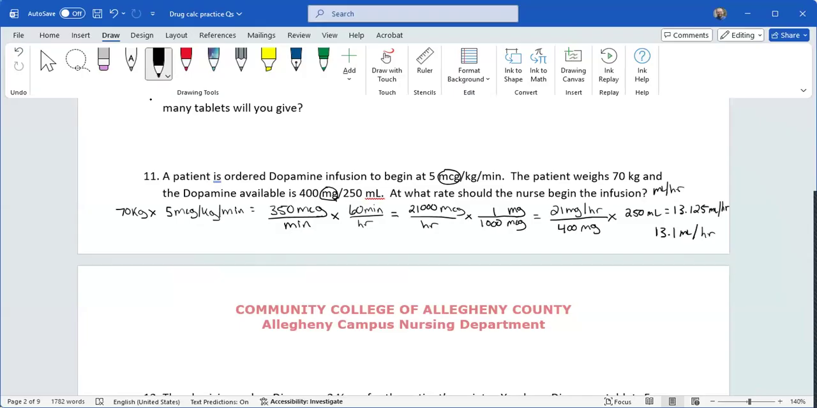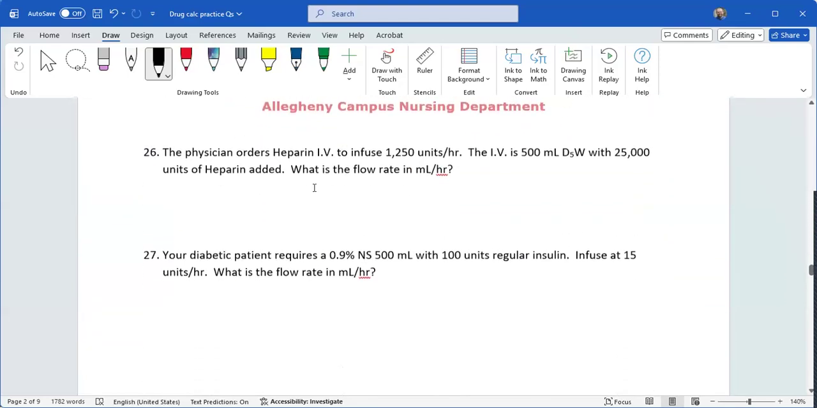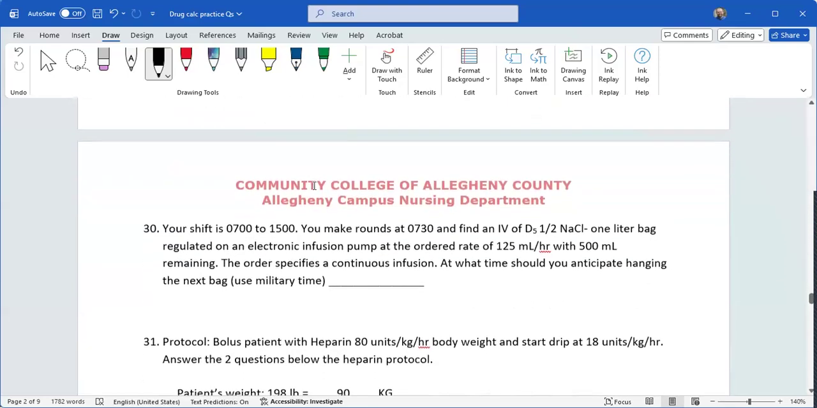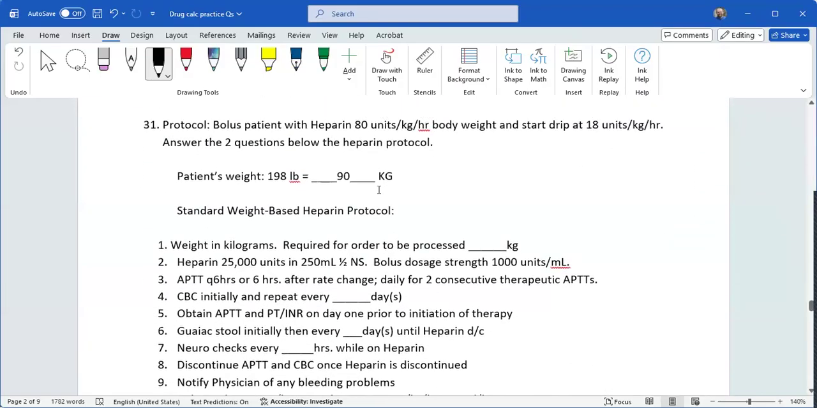Can we do 31? Absolutely. Thank you for asking. All right, so 31. What? The heparin protocol? No. All right.